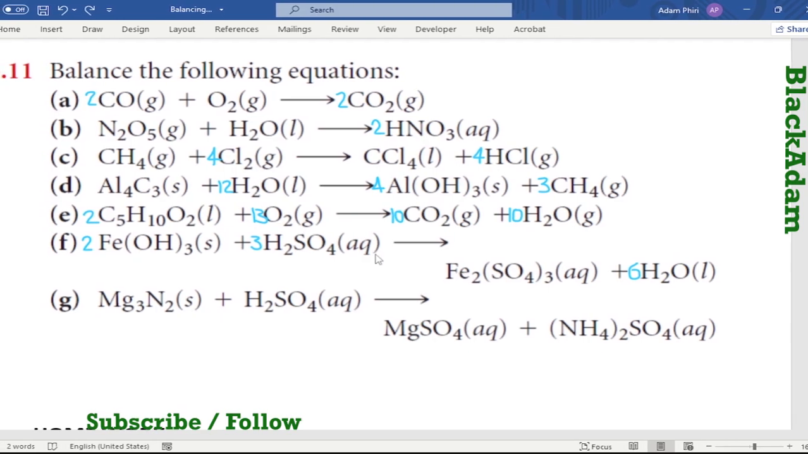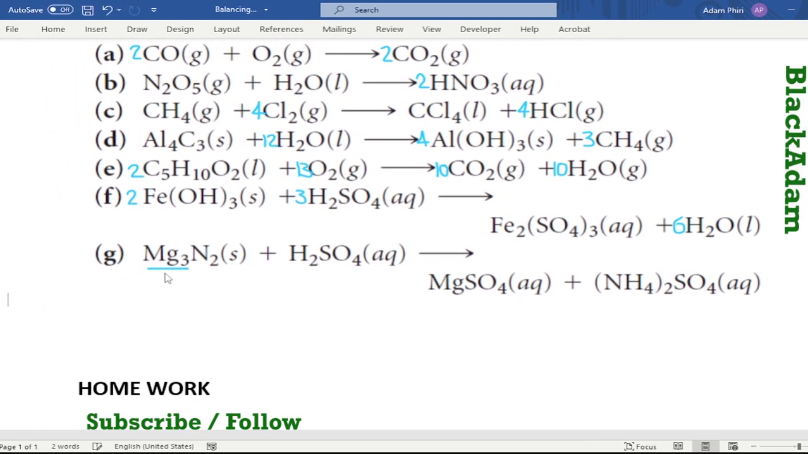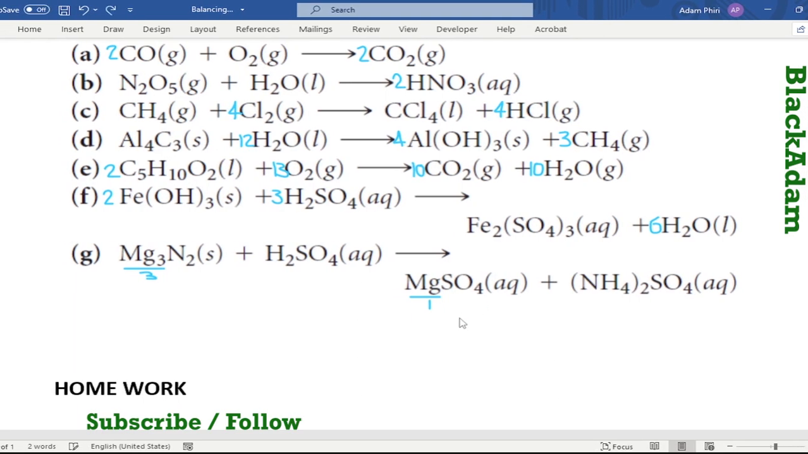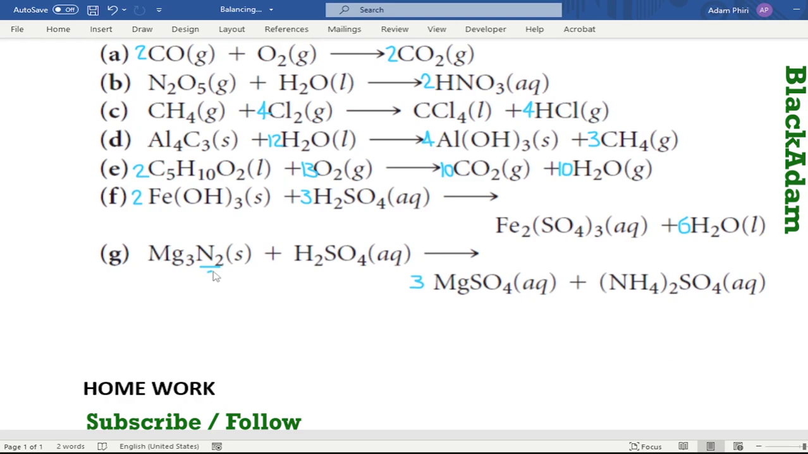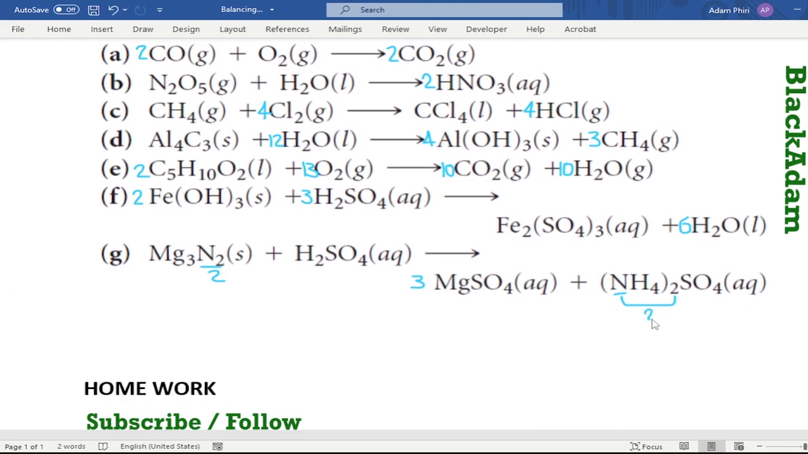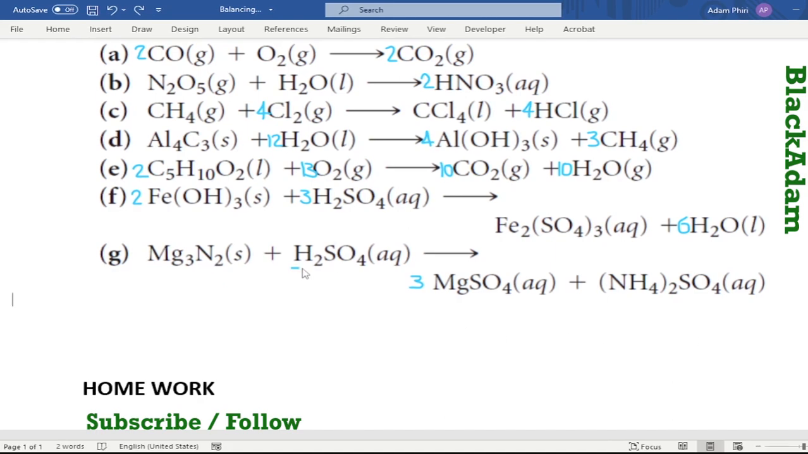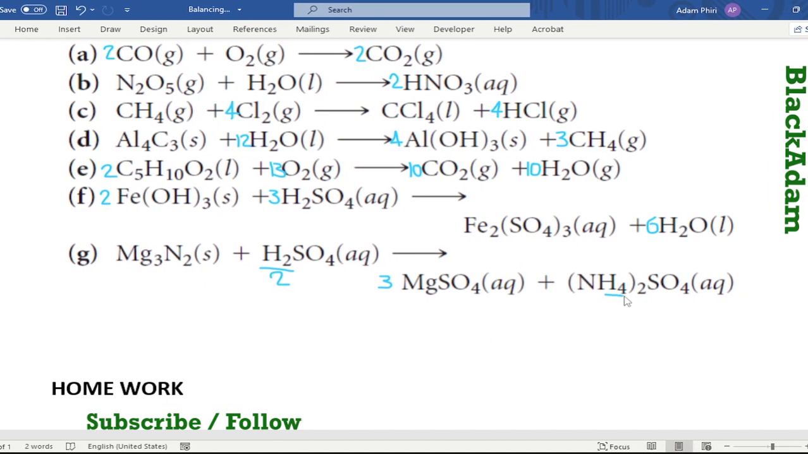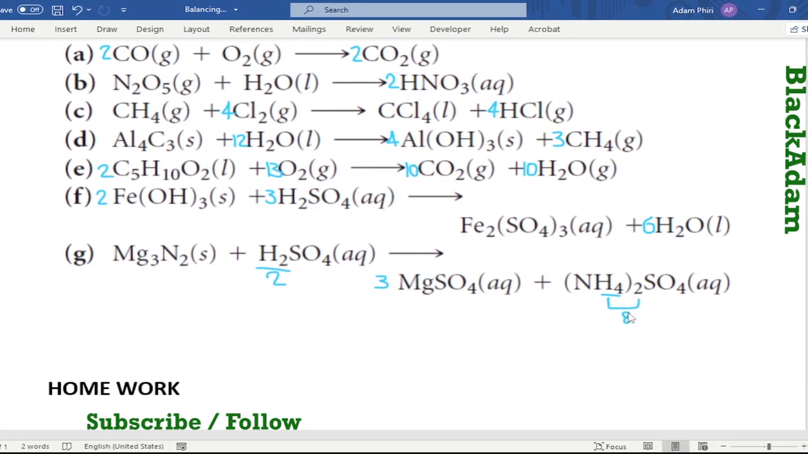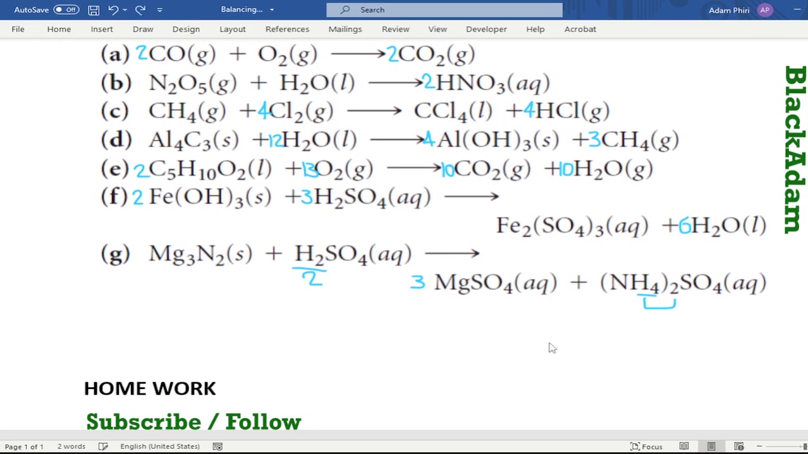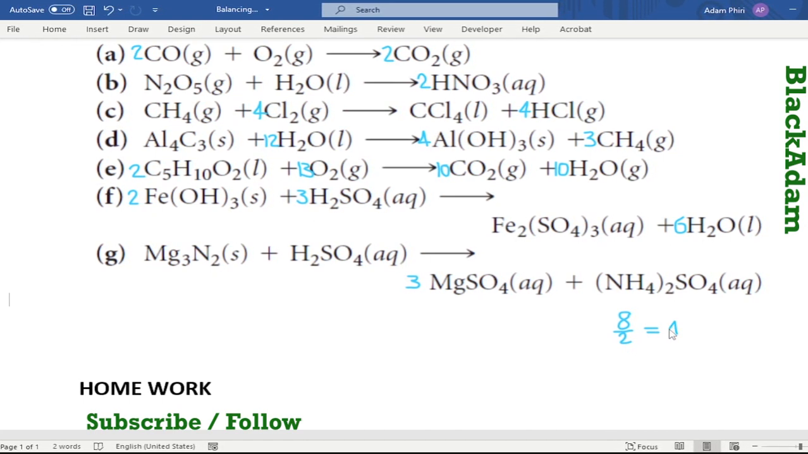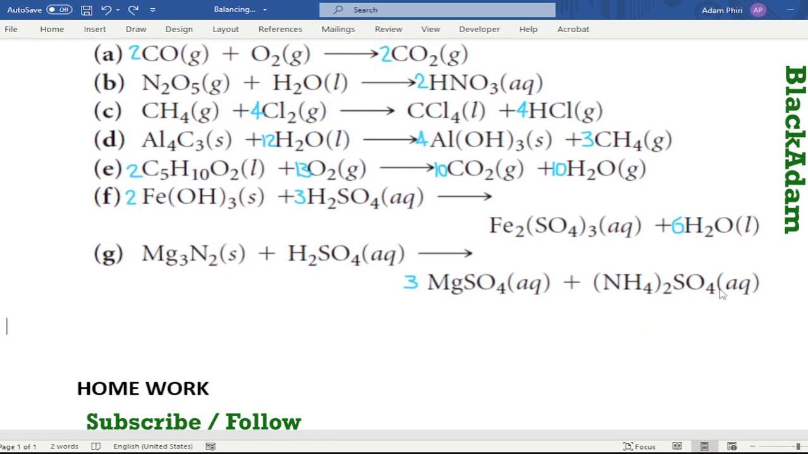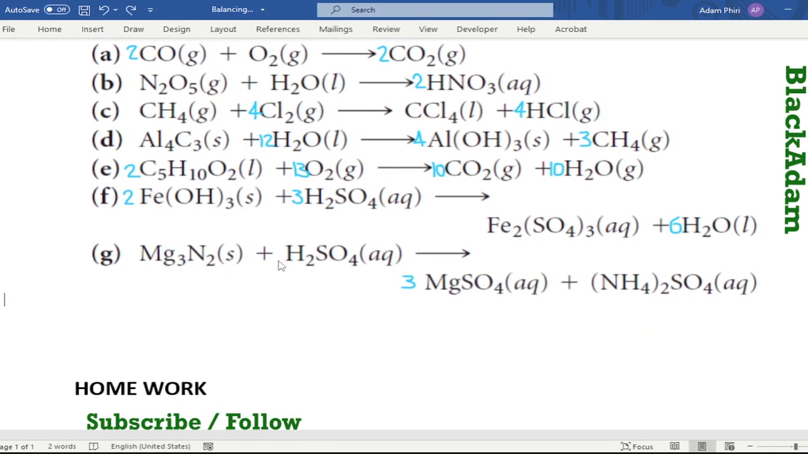And then next we go to the last one. The last one is magnesium. We have 3, and then we have 1. So obviously we have to put 3 there. 3 times 1, 3. So 3, 3. Nitrogen is 2. And then we come to nitrogen. There is also 2. So nitrogen is balanced. Let's come to hydrogen. Hydrogen, we have 2 there. And then hydrogen there, 4 times 2 is 8. So which means 8 divided by 2 will give us 4. Now that means we have to put 4 on that other side.